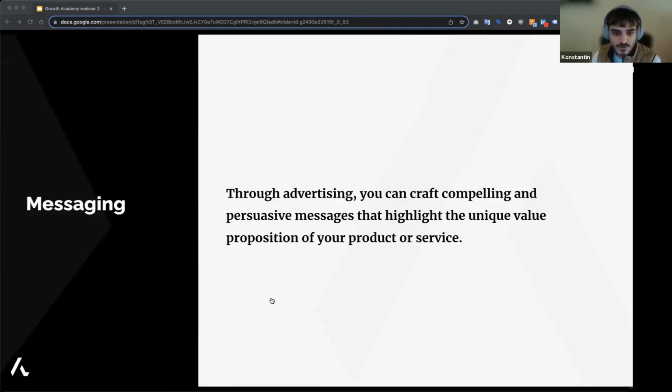So with messaging through advertising, you can craft compelling and persuasive messages that highlight the unique value proposition of your product and service. And we need to be really active with our copy. By active, I mean we need to be testing and trying out different opportunities and possibilities, and not just relying on one single message. With paid advertising, we can increase testing and accelerate the lead generation process a lot more if we really test things more.